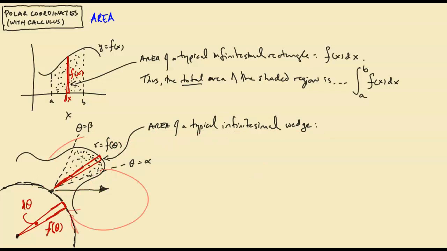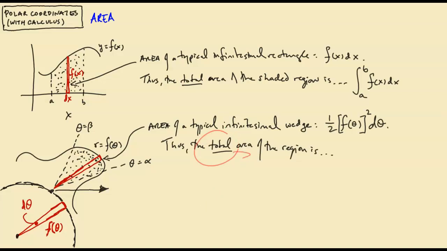Well, it's a slice of pie. What's the area of such a thing? We just saw it's half the square of the radius. Well, what's the radius? f of theta. The central angle of the wedge? Well, what's that? That's d theta. And now we've got it.